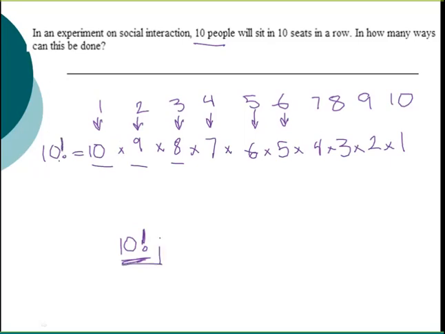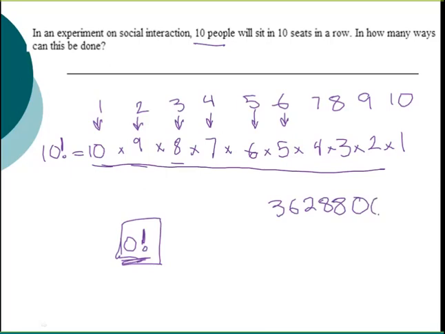Your calculator will do that, multiplying this out. If you take your calculator and multiply 10 times 9 times 8 times 7 times 6 times 5 times 4 times 3 times 2 times 1, you get 3,628,800 different ways that you can seat these 10 people in 10 different chairs. And yes, that's actually the truth. And yeah, that is a very large amount of ways you could sit 10 people. I believe that's it. Yes.